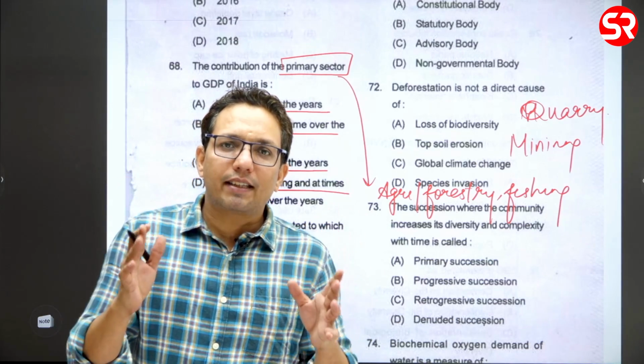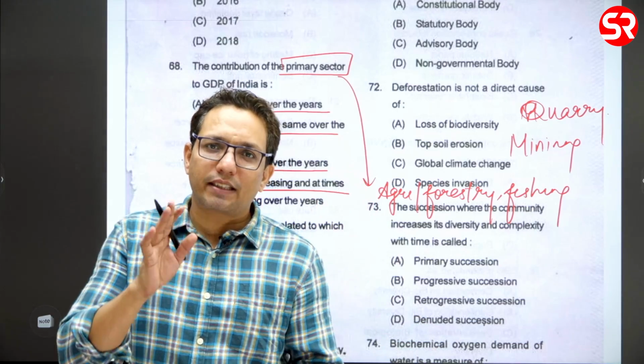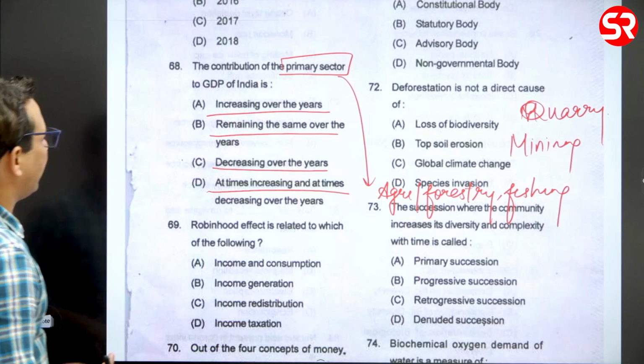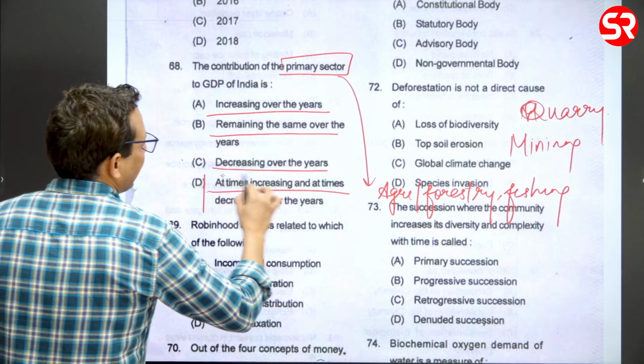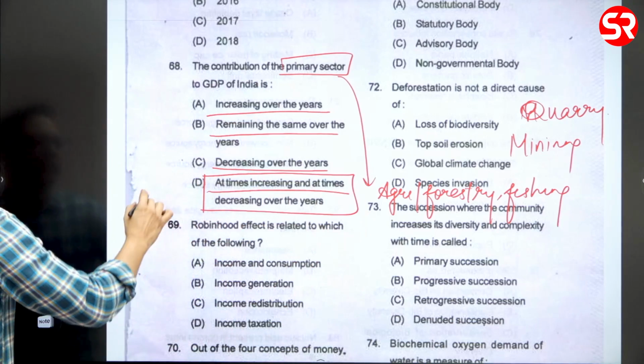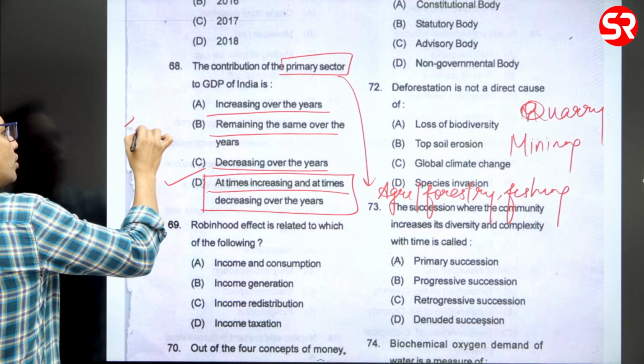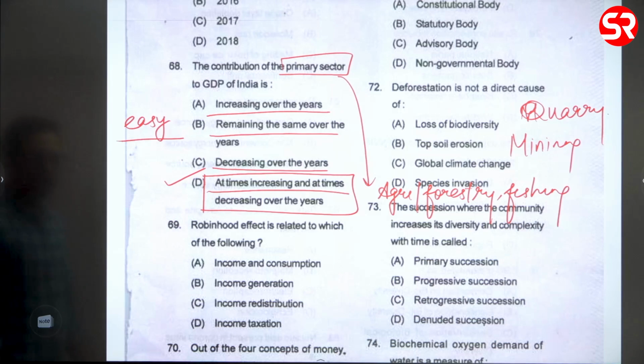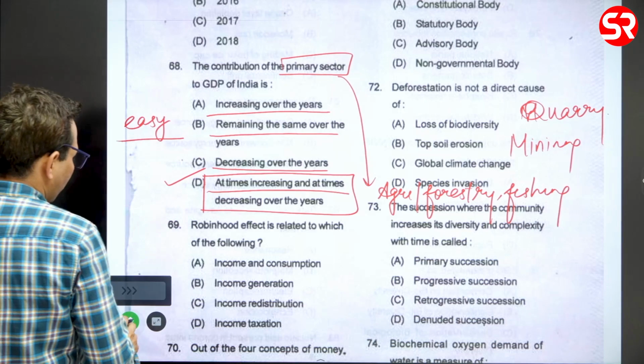So whenever there is a statement like this, whether it is primary or secondary or tertiary, it's always variable. Hence the answer is at times increasing, at times decreasing over the years. Answer is D. The question was easy. All right. Next question.